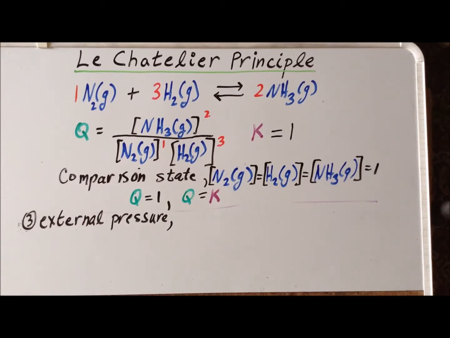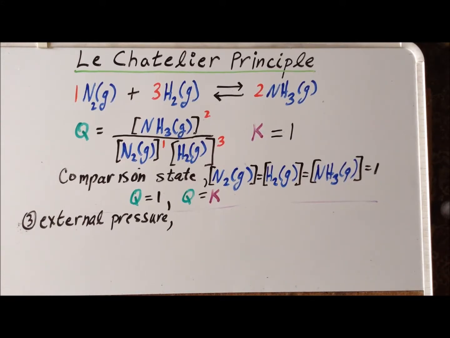The third type of stress on our system at equilibrium that we are going to investigate is external pressure. This might be achieved by pushing our reaction vessel in such a way as depressing a piston so that the volume gets smaller, and then the pressure of the reactants will increase. Notice in this particular reaction that for the reactants we have 1 plus 3, 4 moles of gas, while as product we only have 2 moles of gas.